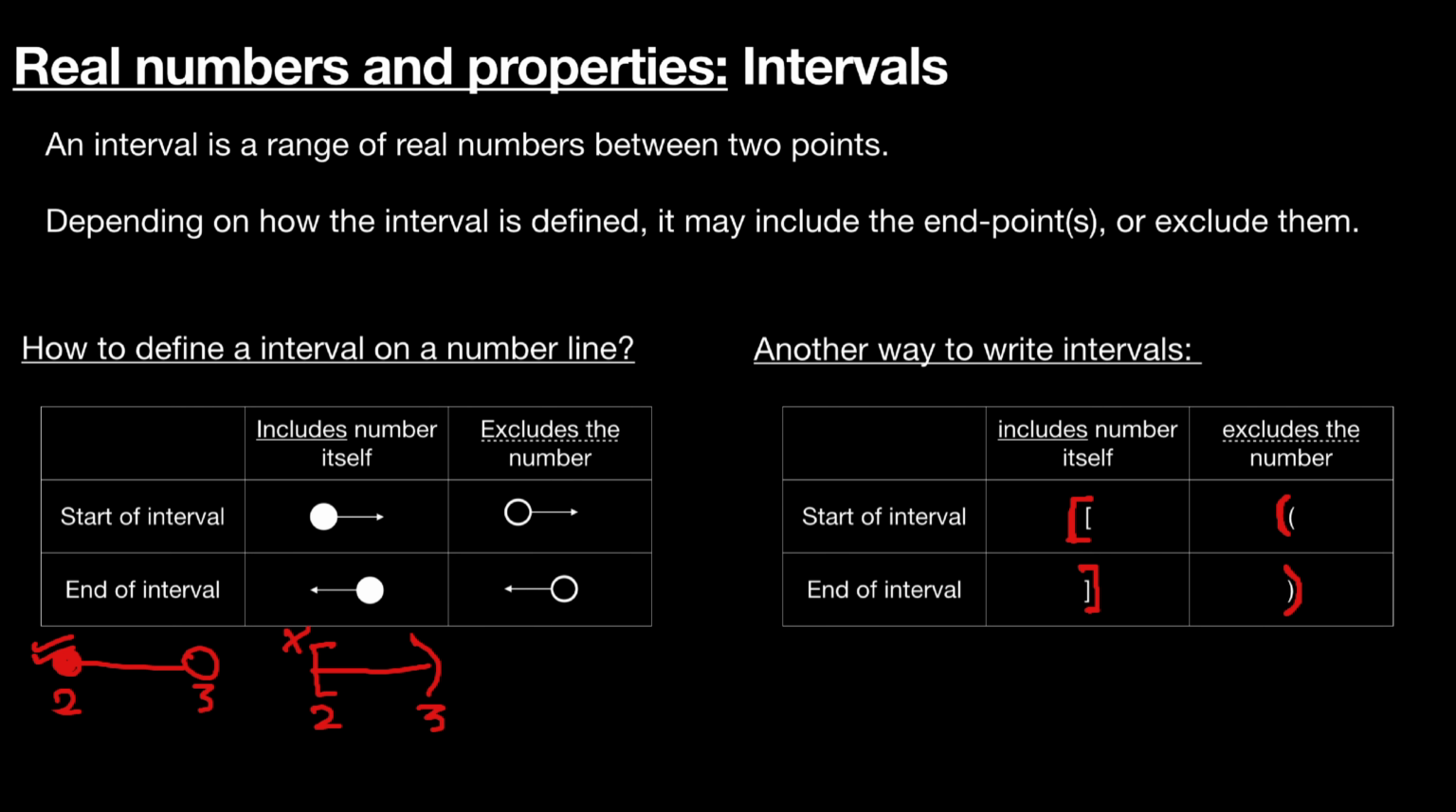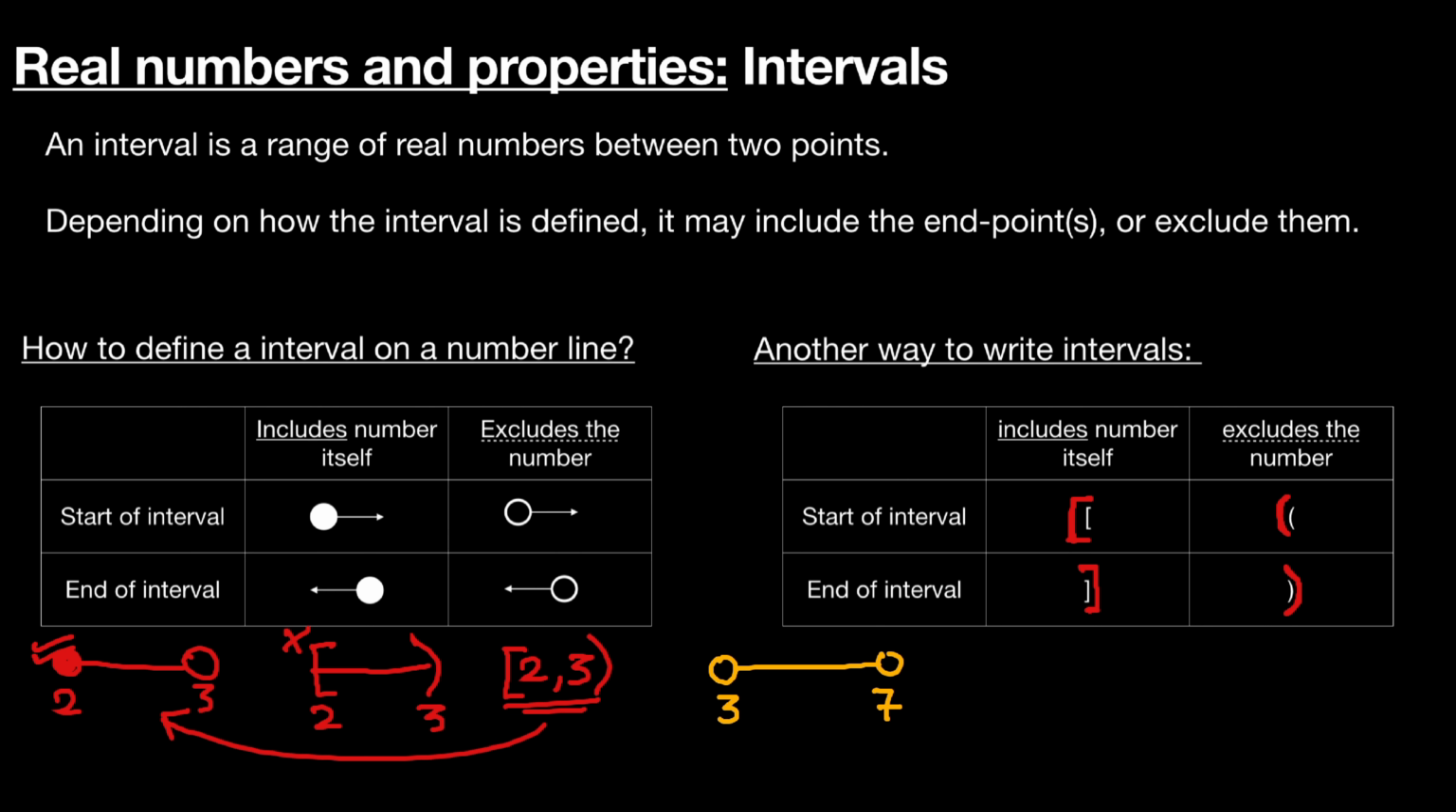However, in real life, we only use this notation for drawing on the number line. We never use this one. Instead, we use this one when we're writing down the interval itself. So we're not drawing it, we're just writing it down. So it would look like (2, 3], like this. And this interval shows the same thing.